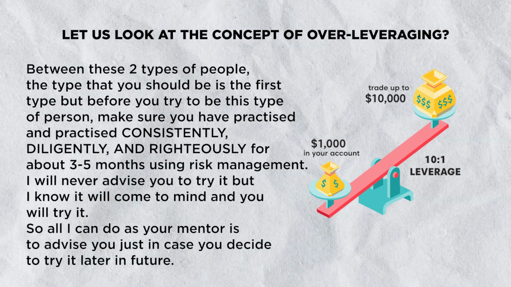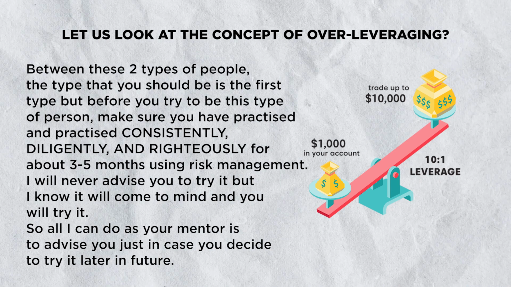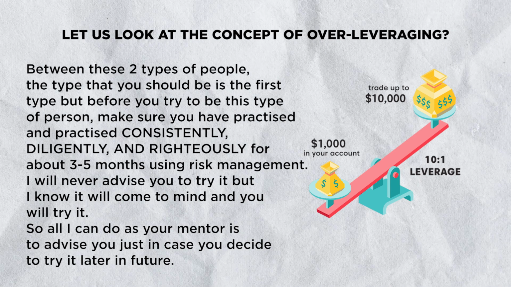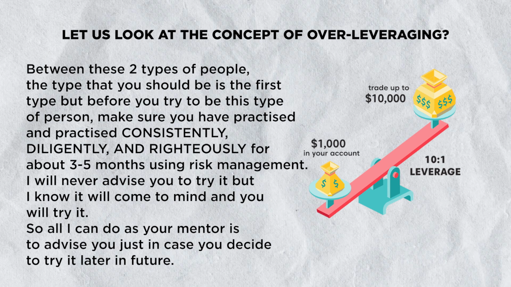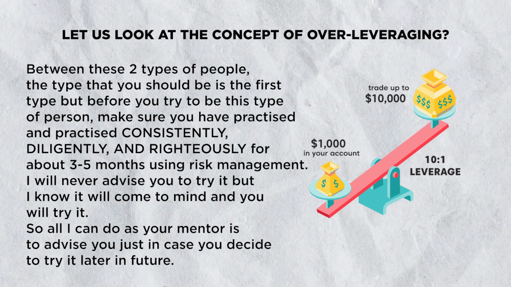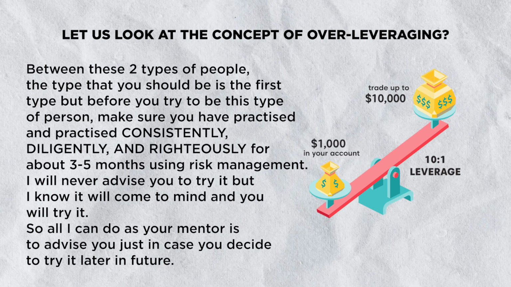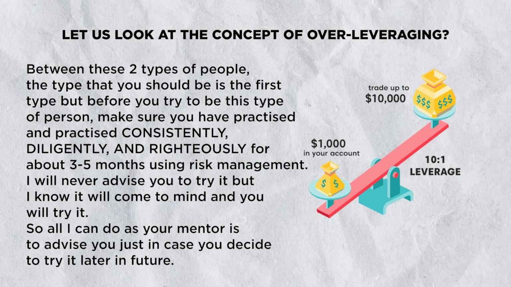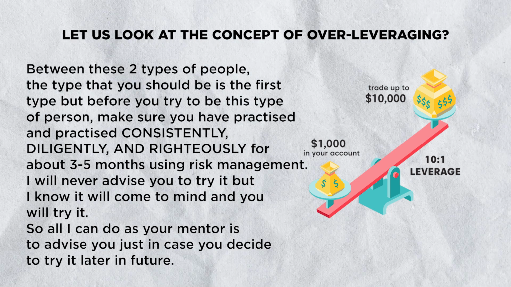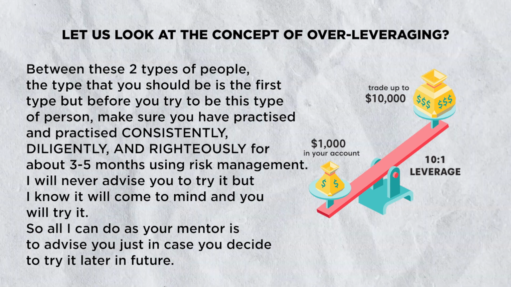Between these 2 types of people, the type that you should be is the first type, but before you try to be this type of person, make sure you have practiced consistently, diligently, and righteously for about 3-5 months using risk management. I will never advise you to try it, but I know it will come to mind and you will try it. So all I can do as your mentor is to advise you just in case you decide to try it later in future.